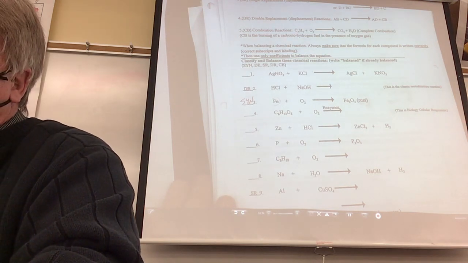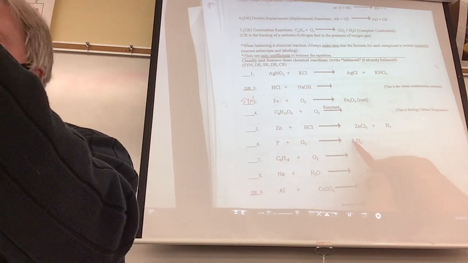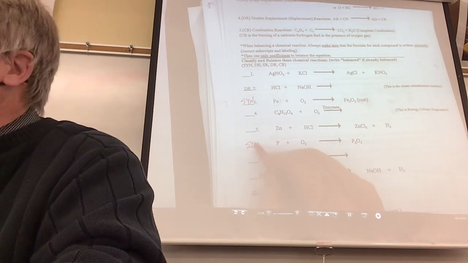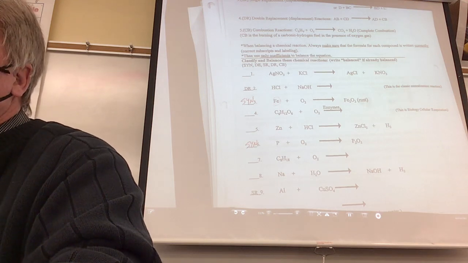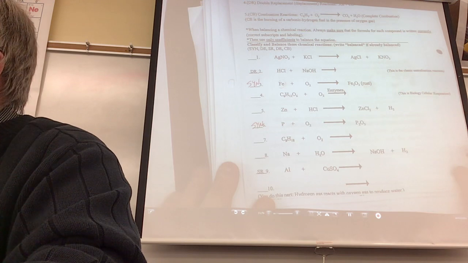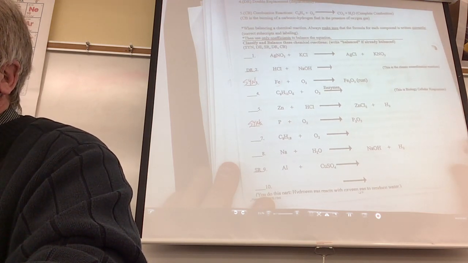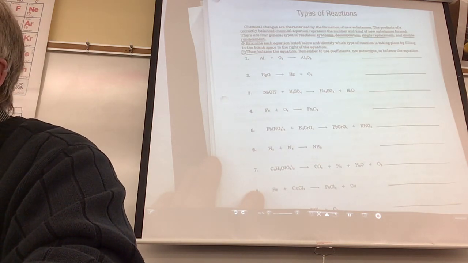Anybody else find a synthesis or a decomposition? Number 6. Okay, 6. Look at this. A plus B yields the chemical AB. See, you guys can do well in this chapter. A little bit of work and you can do well. Any other synthesis you see? All right, how about decomposition? Do you see any decomposition? All right, let's turn the page. Do you see any synthesis or decomposition on this page?